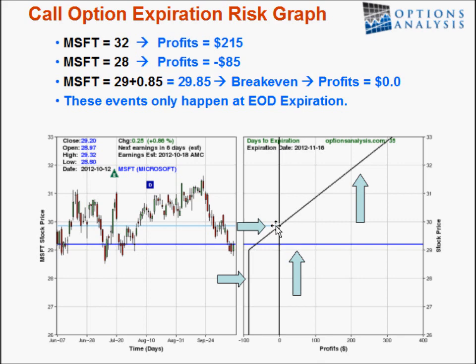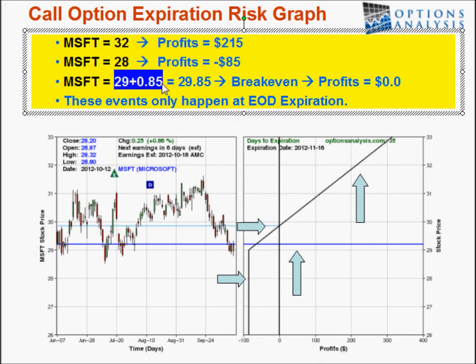This is the value of the stock where the call option breaks even. The amount of money made by the call option is equal to the purchase price of the call option. You can compute that that number will be 29 plus 0.85, our purchase price, or 29.85. That's exactly where the blue line is, at 29.85.